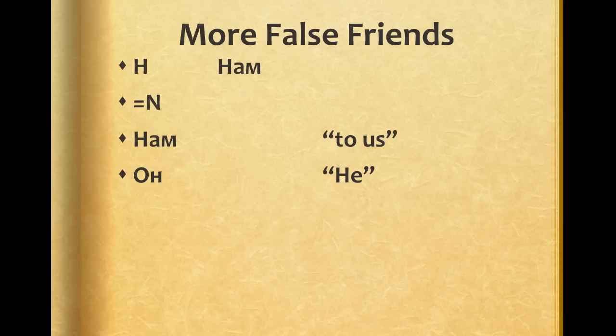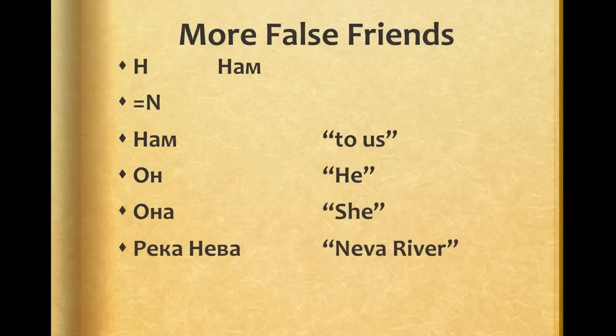On. And while we're at it, we can do she. Anna. Okay. Reka. Where did we just see that word before? Oh, river. Reka Neva. The Neva is the river that flows through the middle of St. Petersburg. Here's another phrase.